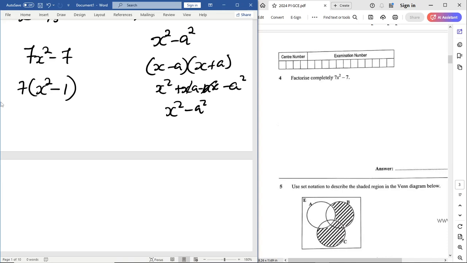So we apply the same principle on the question that we have this side. So this becomes 7, open brackets, x minus 1 and also x plus 1. So here we factorized completely. Okay, let's go to number 5.